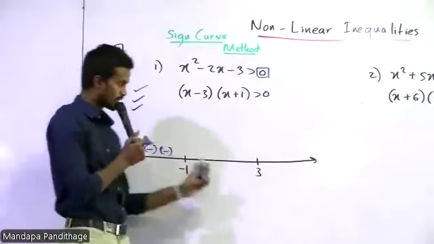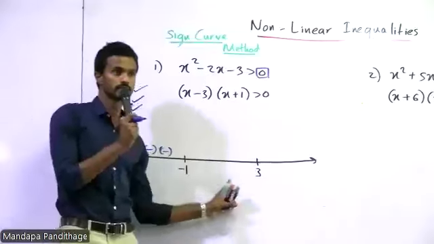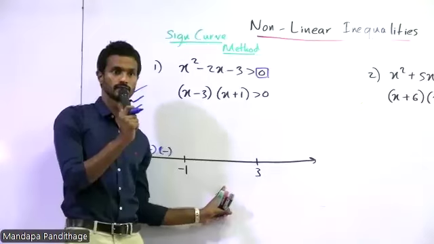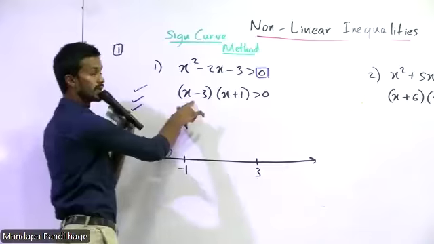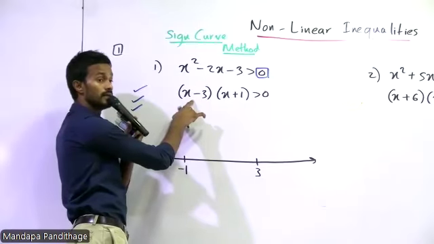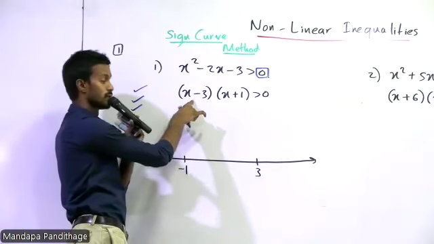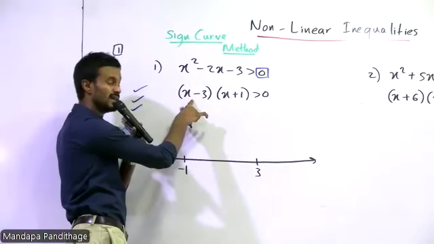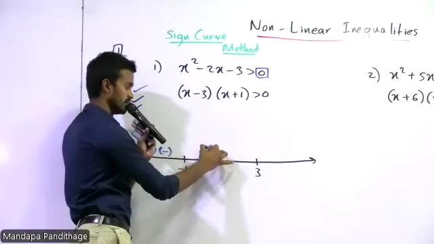Second thing, now think of a number in this region. Okay, you have to do this. Think of a number in this region. Now substitute that number here. Now tell me, is the sign negative or positive? The sign is negative or positive? And it's negative.